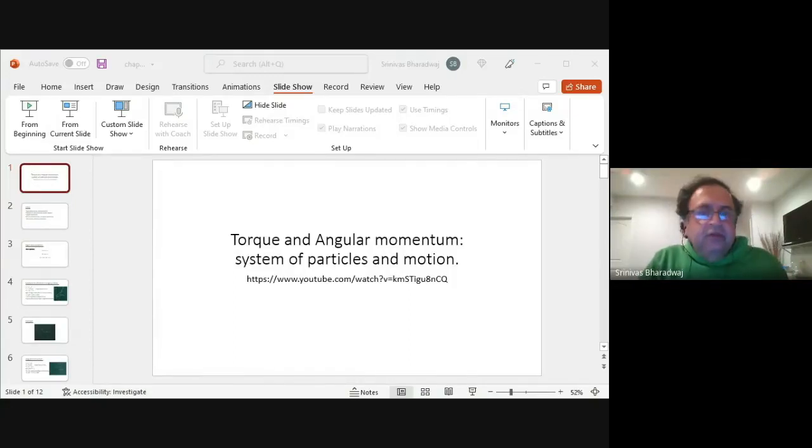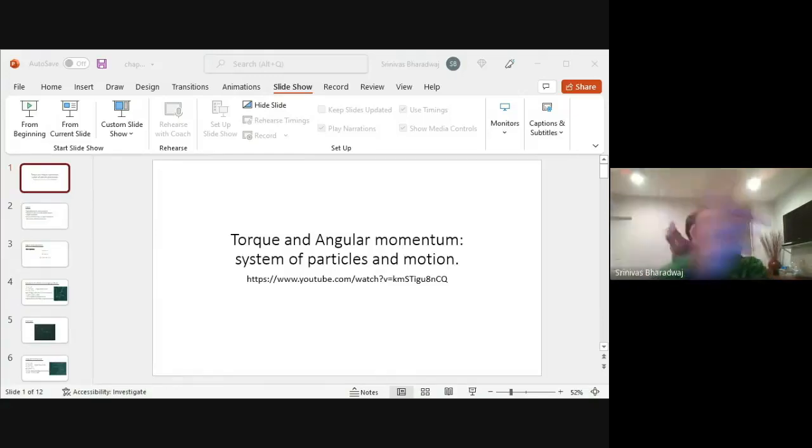So that's how you have to figure this out. When F ext equals 0, dp by dt equals 0, and therefore when there is no external force, you have conservation of momentum. Similarly, when there is no external torque, there is conservation of angular momentum.